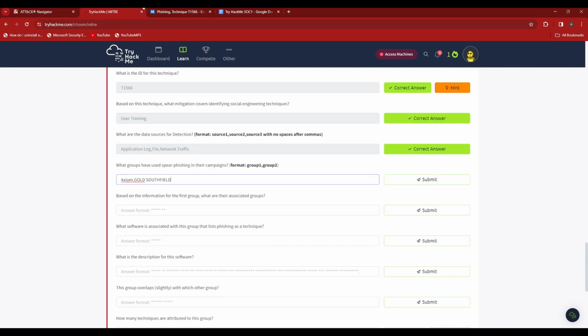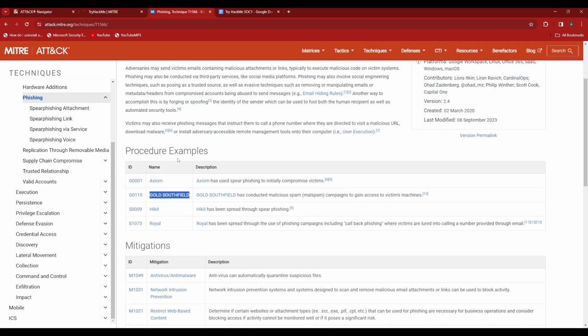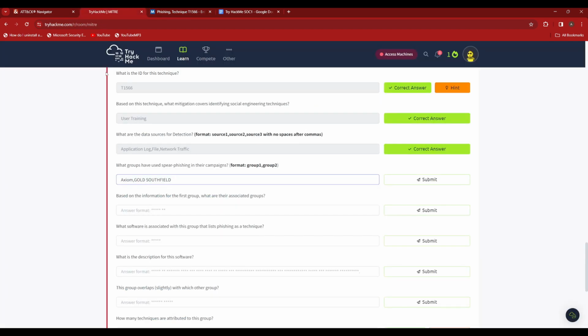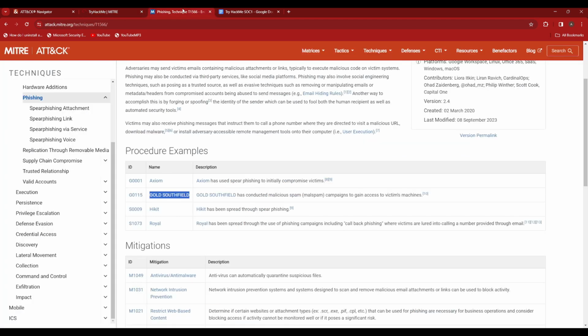So the next one, I'm still looking through the phishing example. The question asks, what groups have used spear phishing in their campaigns? So I found them on this page here, just reading through the procedure examples. Looks like Axiom has used spear phishing to initially compromise victims, and Gold Southfield has conducted malicious spam campaigns to gain the access to the victim's machines.